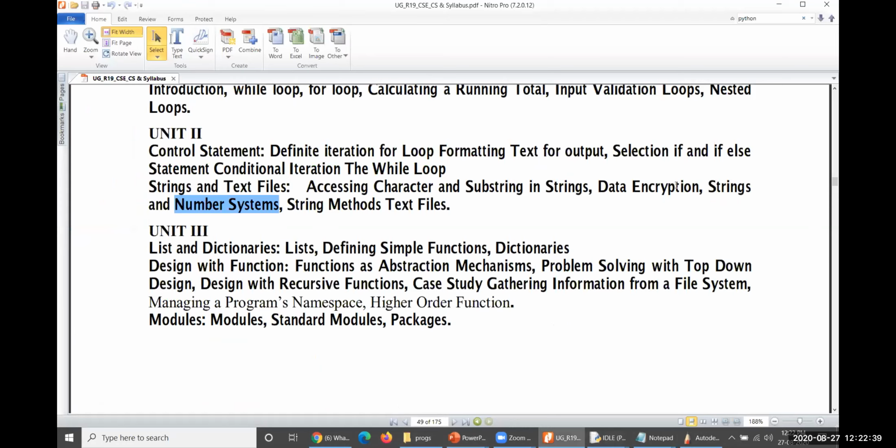Data encryption is over, and string with the number systems, binary to decimal, has been taken just now, and decimal to binary was already taken in the previous classes, and the string methods and how text files are processed were also taken. So this is the specification regarding unit number 2. I will forward each and every file I did to you through Google Classroom. I will also give you an assignment today.